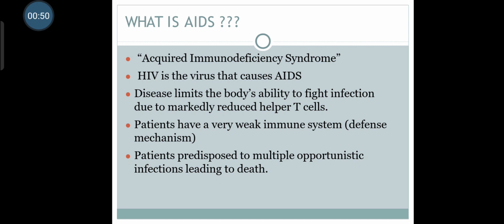In this disease, the body's ability to fight infection is limited and the T cells are reduced markedly. That is, it reduces the immune function of the body to such an extent that the person becomes prone to various diseases. Patients have a very weak immune system or defense mechanism, and hence are predisposed to multiple opportunistic infections, which finally lead to death.